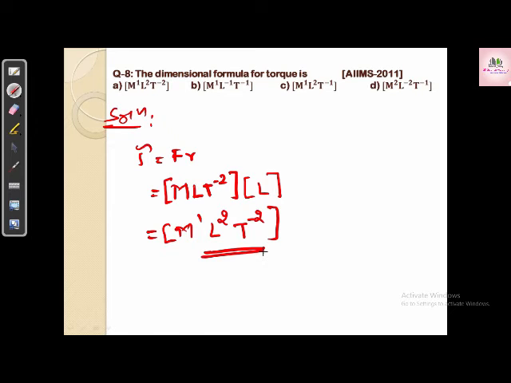Now verify which option matches with this: M to the power 1, L to the power 2, T to the power minus 2. Option A has the same dimension formula, M to the power 1, L to the power 2, T to the power minus 2. So that's why option A is the correct option for this question.